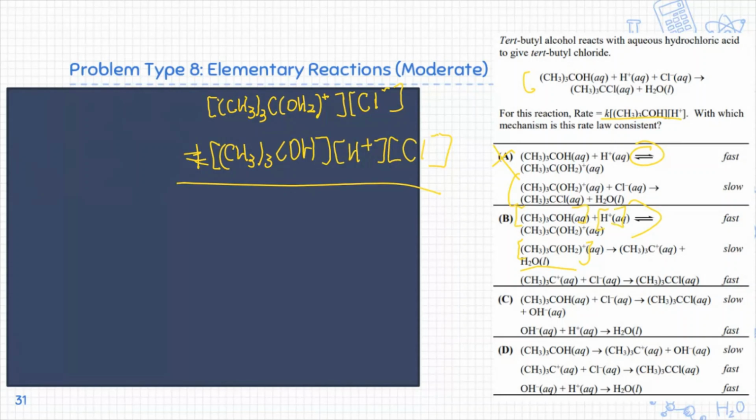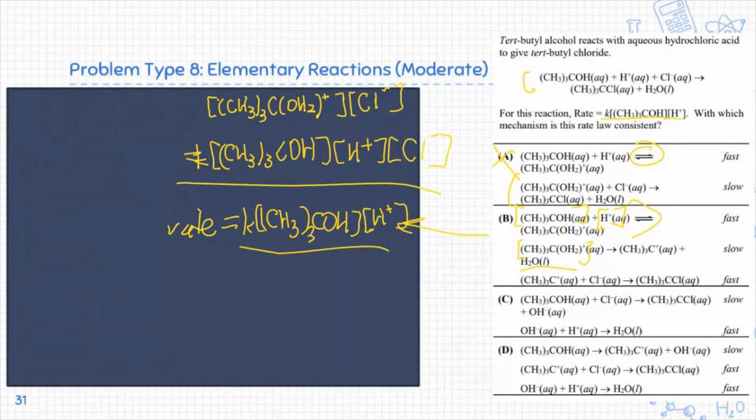So in B's case, the rate law would be k and then CH3. We call this tert-butoxide, and would you look at that? This looks the same as this. So the answer would be B. Now, for these two, I'll leave it up to you guys to confirm. And then we have our last problem type, which is about catalysts.